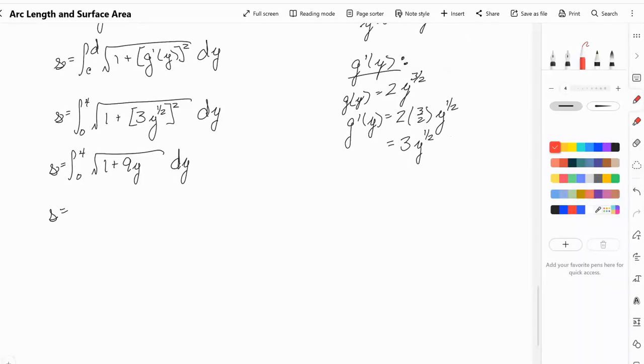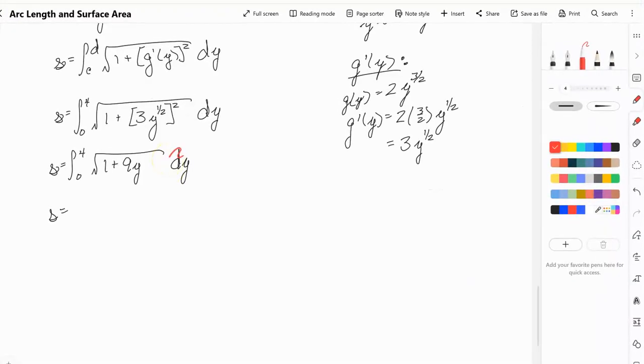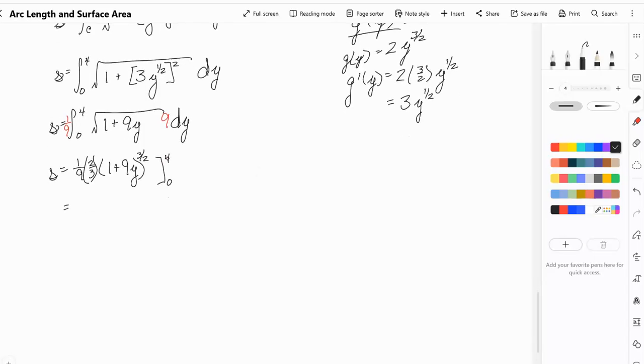We know u would be our inside function, 1 plus 9y. So du would be 9 dy. I need a 9 here, so compensate with a 1/9 outside. So I would add 1 to that exponent. My new exponent is 3/2, and then I would divide by the new exponent, which is the same thing as multiplying by 2/3. So now I've got 2 over 27 times (1 plus 9y) to the 3/2, and I need to evaluate from 0 to 4.